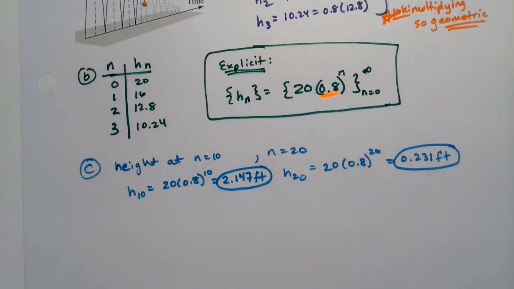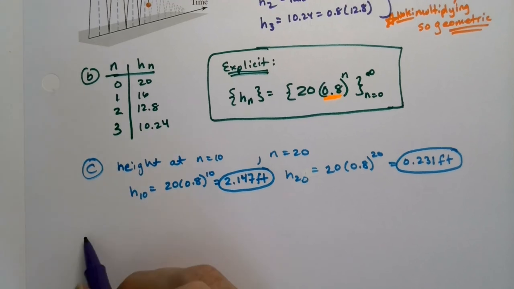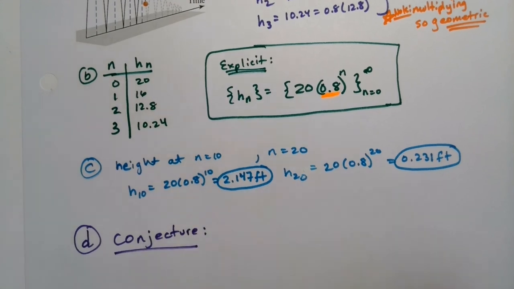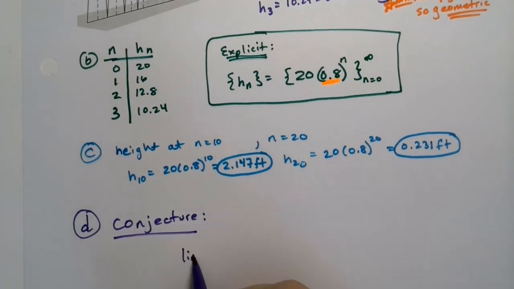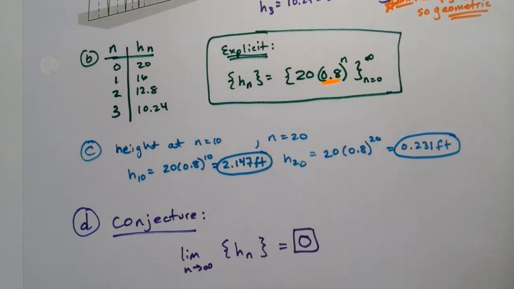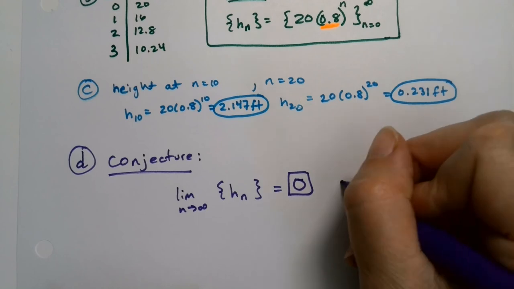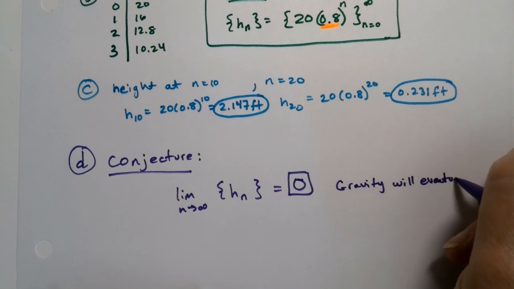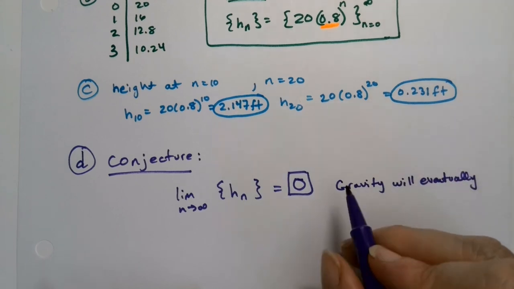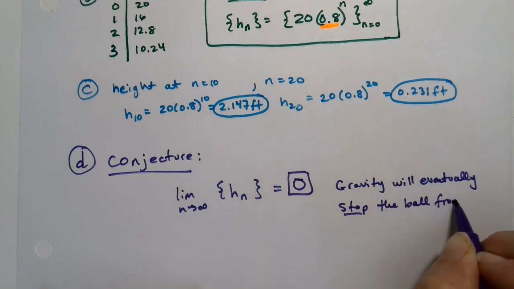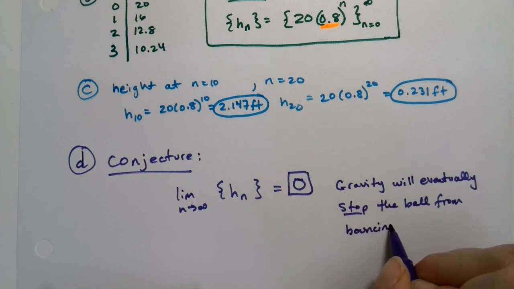So part D says, make a conjecture about where you think this is going. Well, I think anybody who's ever bounced a basketball knows where this is going, right? The limit as n goes to infinity of that height function is 0. Gravity is going to make the ball stop. Gravity will eventually take over. Well, it's always there. It will eventually stop the ball from bouncing. If it's not bouncing, it won't have any height.